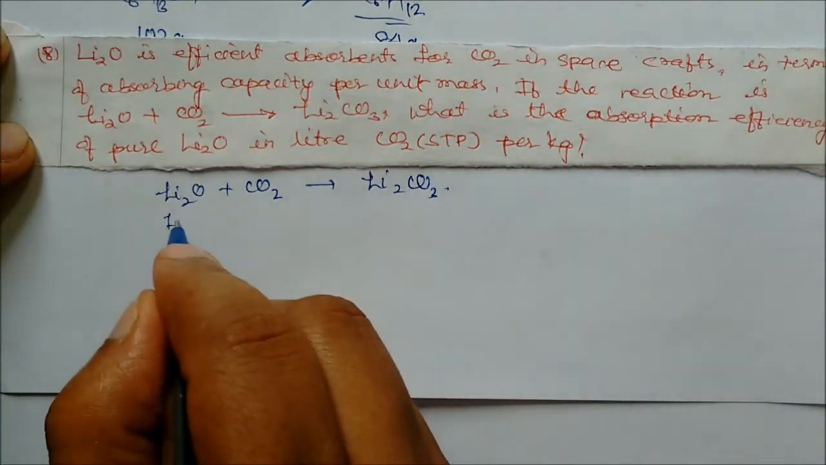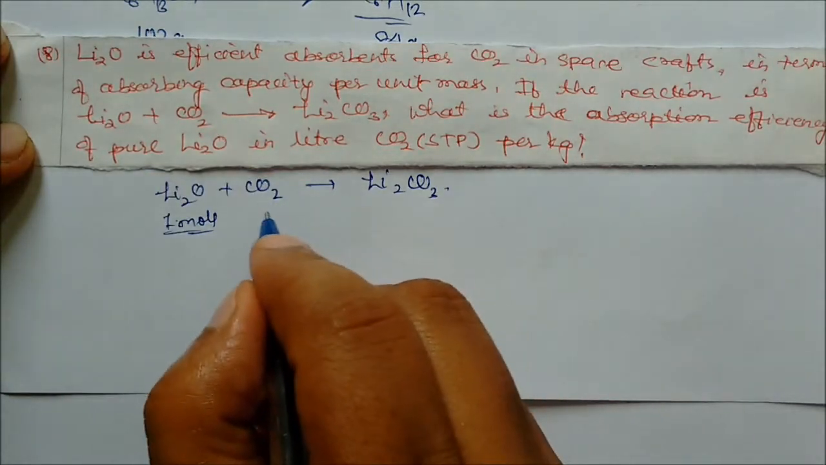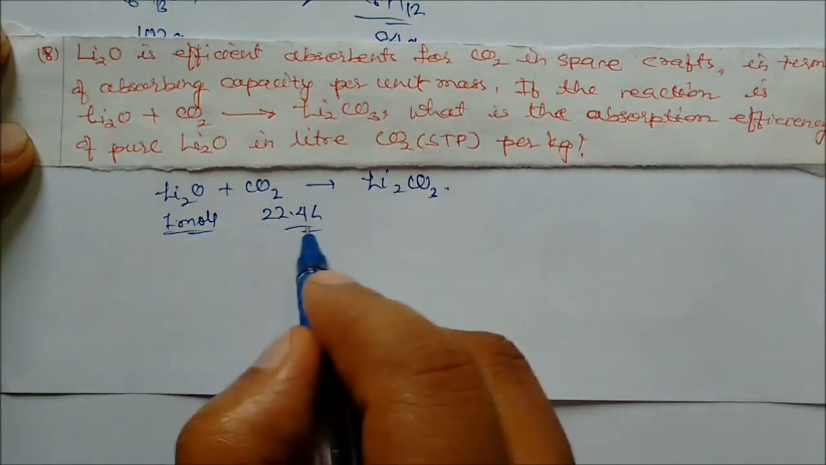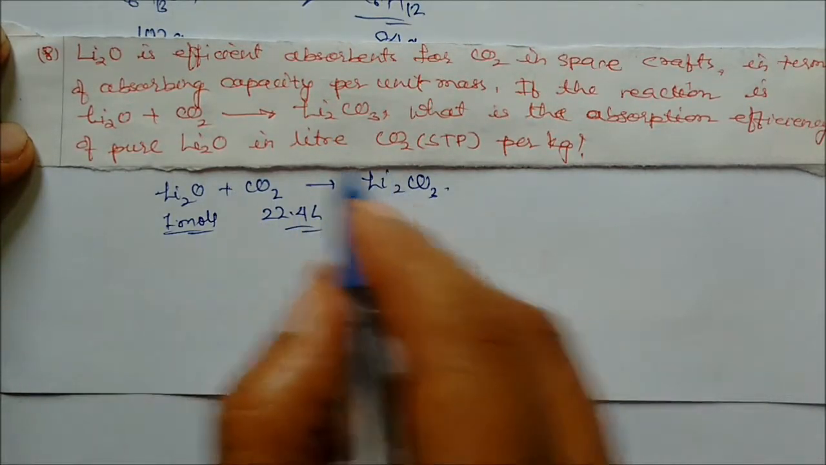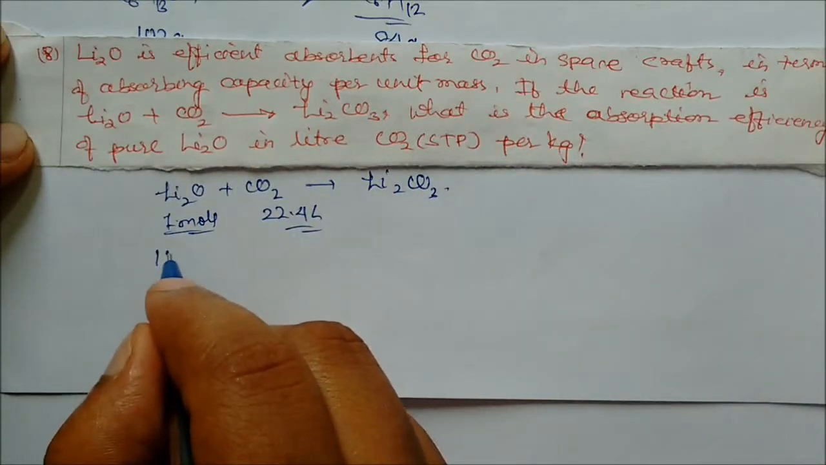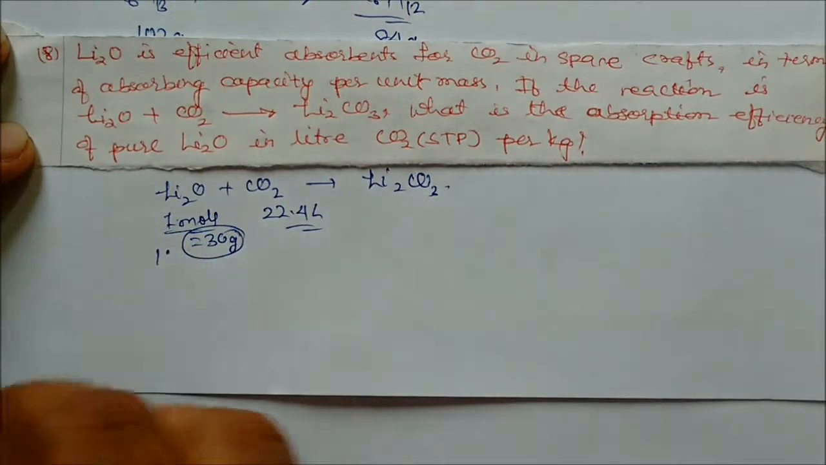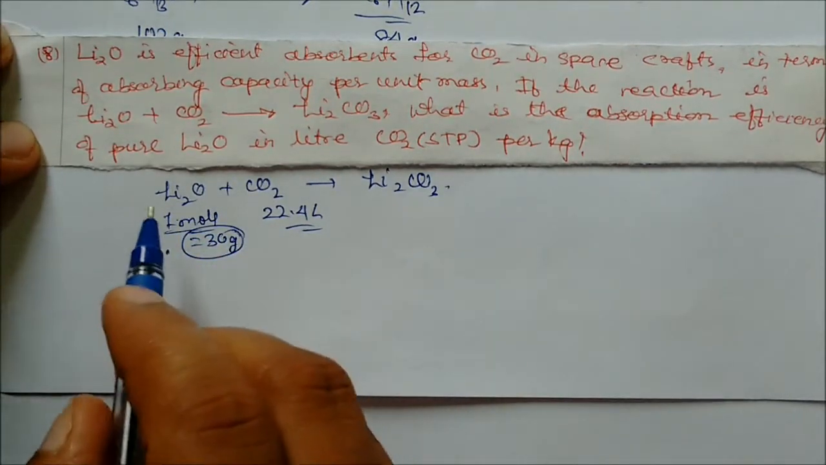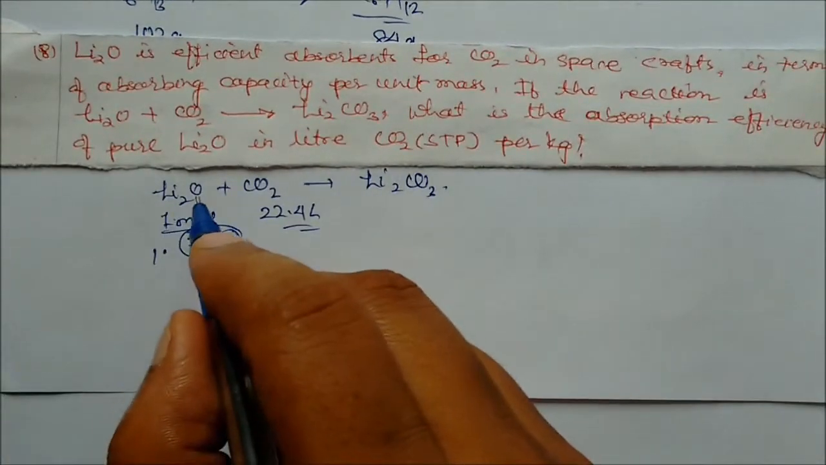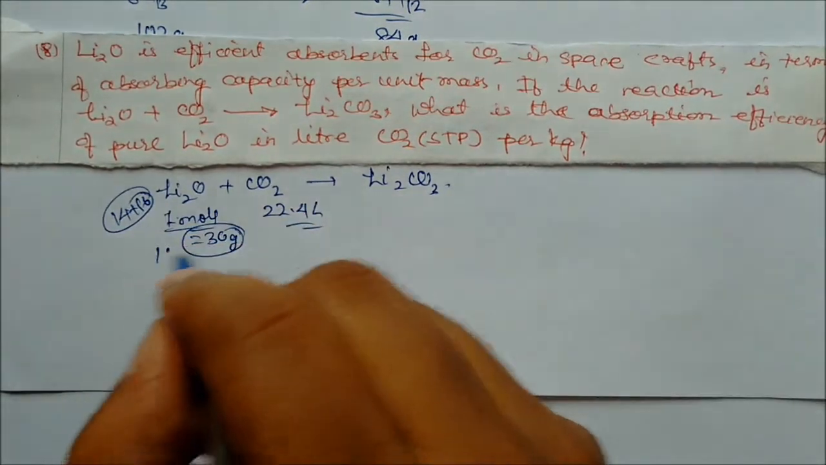This is balanced, so this is again 1 mole. For 1 mole we require 22.4 liters, so 1 mole of CO2 means 22.4 liters at STP. Now for 1000 kilogram they are asking per kg. So 1 mole of lithium oxide is 30 grams: lithium is 7 into 2, 14, plus oxygen 16. If you add 14 plus 16, you will get 30 grams.